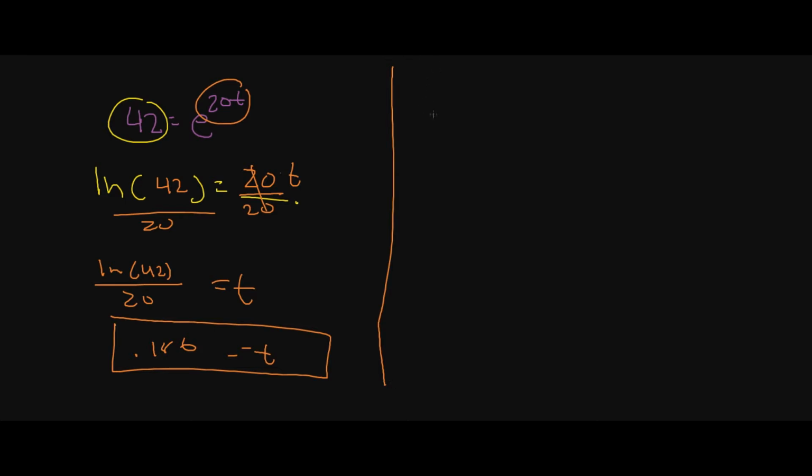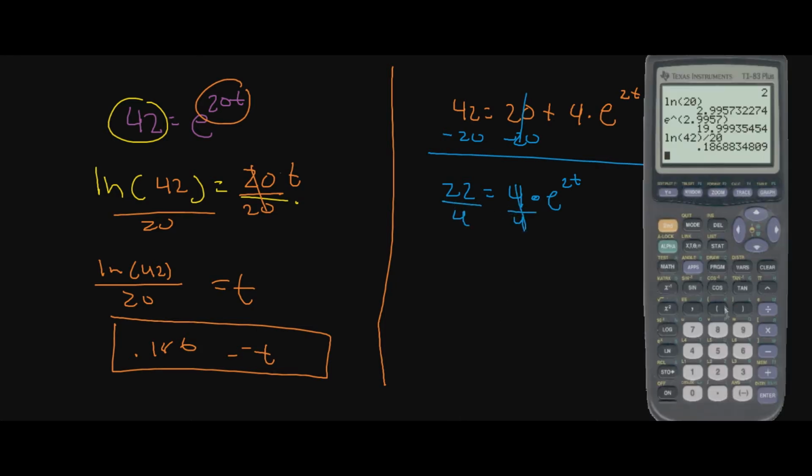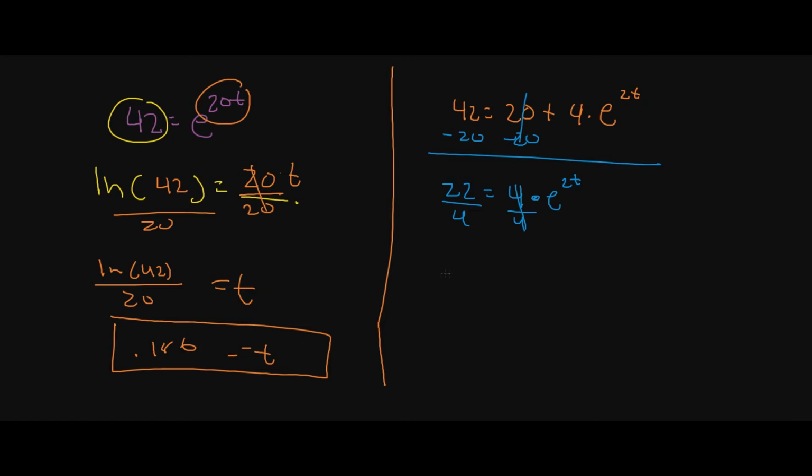Let's do 42 is equal to 20 plus 4 times e to the 2t, something more challenging. In this case, I'll first just subtract 20 from both sides. We want to get rid of that. 42 minus 20 is 22, so 22 is equal to 4 times e to the 2t. What do I do to get rid of the 4 since we're multiplying? We divide by 4. 22 divided by 4 is 5.5. So I get 5.5 is equal to e to the 2t.